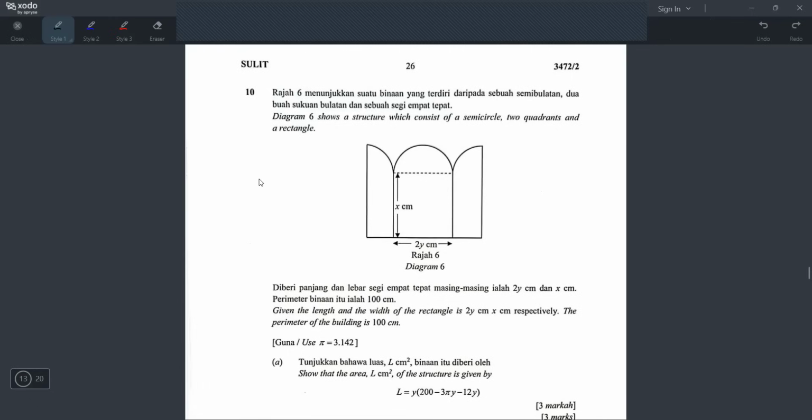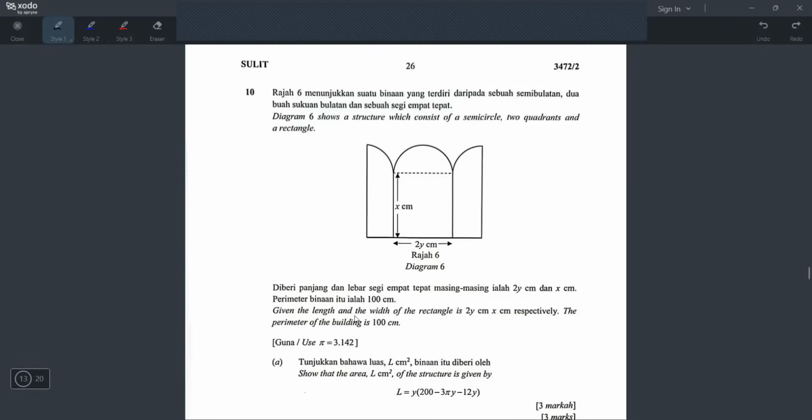Okay, let's keep going. Number 10. Okay, looks like a difficult question. So let's read the question. Diagram 6 shows a structure which consists of a semicircle. Okay, I'm sure it's talking about this semicircle, 2 quadrants. So maybe it's this quadrant and this quadrant. And then a rectangle. Okay, everything is there already.